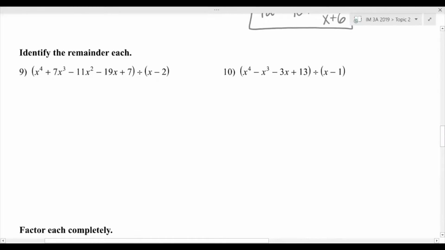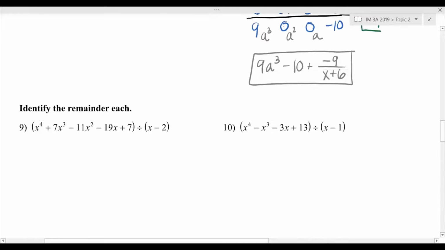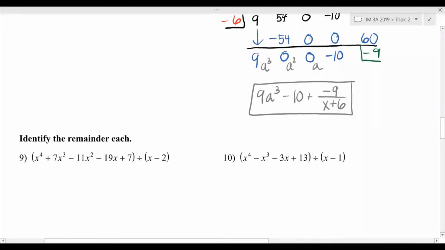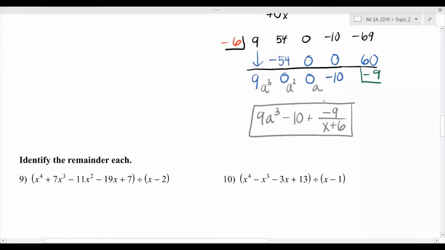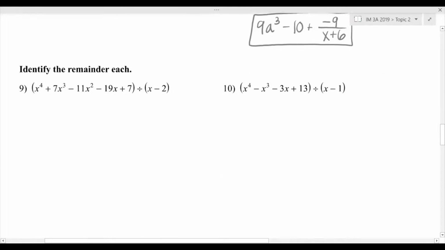Okay, so then for number 10, they're asking us to identify the remainder of each. And so the remainder, remember, is essentially what's left over when we do synthetic division, right? So it's this -9 would be the remainder of the first problem. So we can use synthetic division to find the remainder.